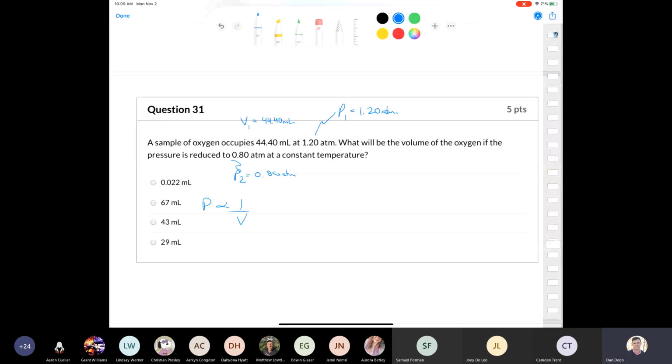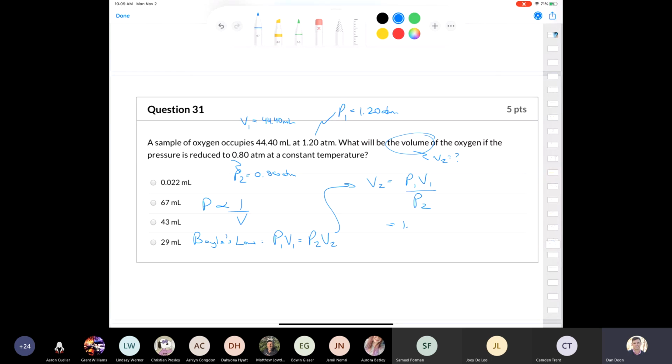So if our pressure is going down, our volume should increase. From pressure being inversely proportional to volume, we can derive Boyle's Law, which is P1V1 equals P2V2. What we're going to solve for here is V2. We can rearrange this formula to get V2 equals P1 times V1 divided by P2. Let's plug in some numbers.